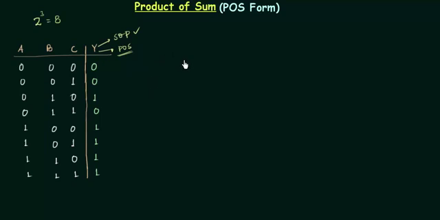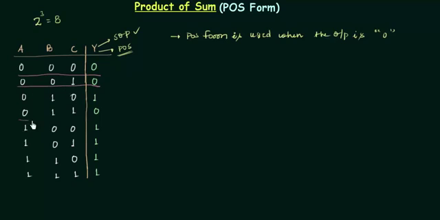POS form is used when the output is 0 or low. So let me write this point down. POS form is used when the output is low or 0, whereas in case of SOP form we used it when the output is high. So let's see from this truth table for what cases the output is low. For the first two cases the output is low, and for this case the output is low. So there are three cases for which your output is low, so we have to consider these three cases only while writing the POS form.